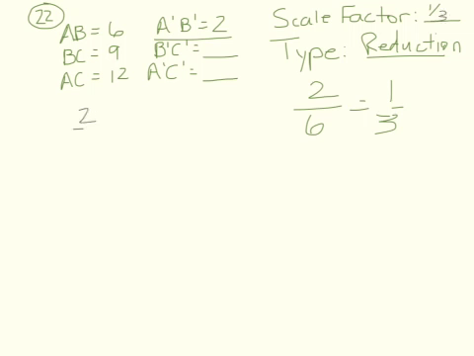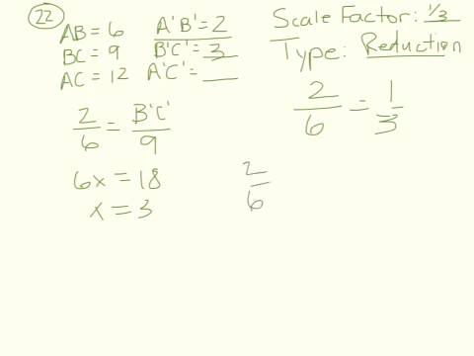So I can do 2 over 6 equals B prime C prime over 9. And so that would be 6x equals 18. So that would make B prime C prime 3. And then I'll do the same thing again for A prime C prime, 2 over 6. And I'll call that y over 12. So 6y equals 24. Divide by 6 and you get y equals 4.